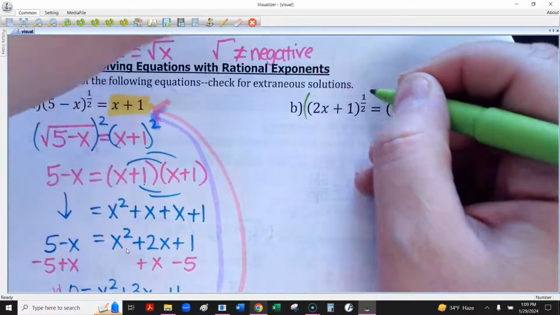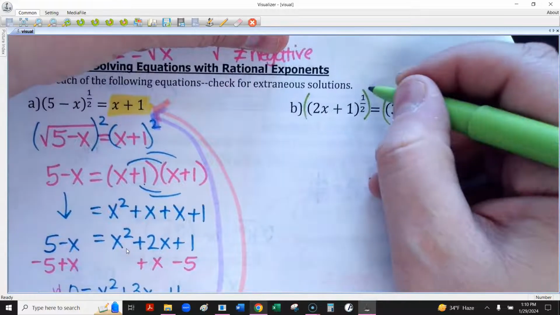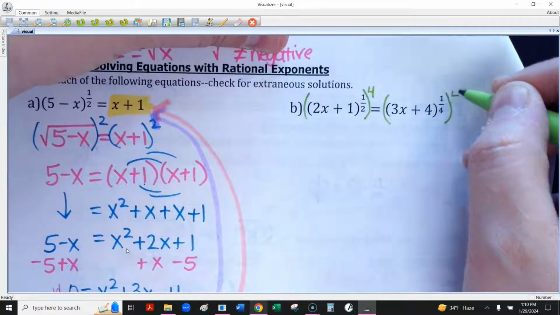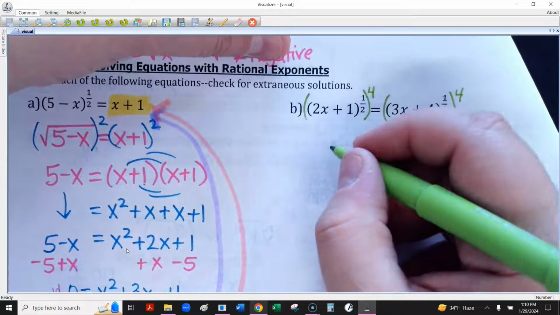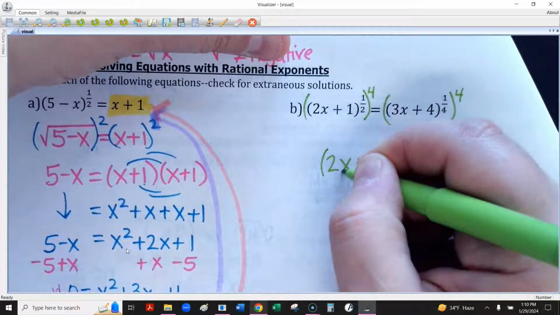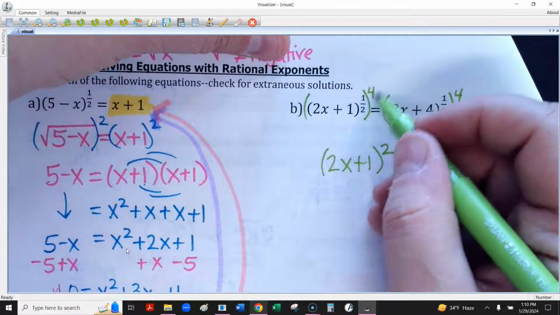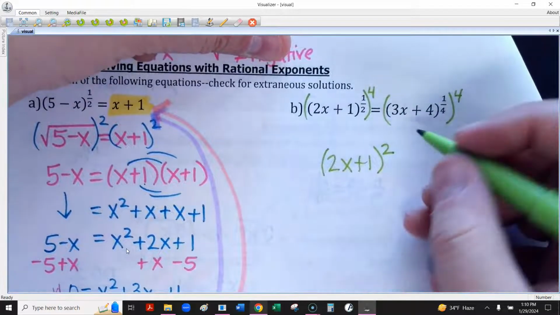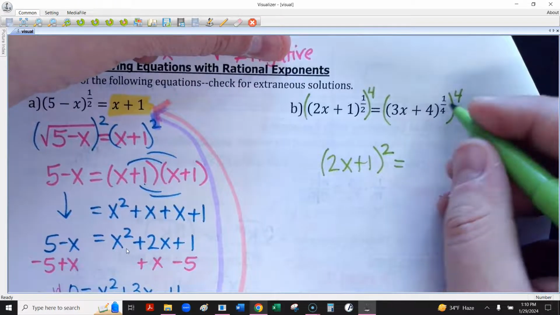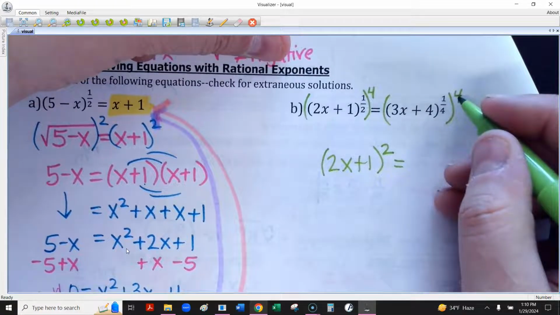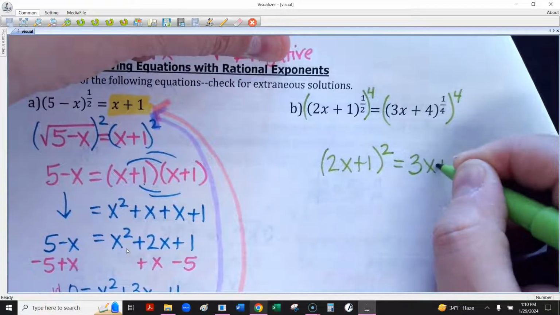Because we've got to do the same thing to both sides. We can't do one thing to one side and one thing to another side. So I'm going to take both sides to the fourth power. What's going to happen when I do that? This will be 2x plus 1 squared. Half times 4, power to a power, you're going to multiply those exponents, so that would become squared. Now this side, these are reciprocals, so when you multiply them together, the 1/4 times the 4 just becomes 1, so those would cancel. So this would be 3x plus 4.